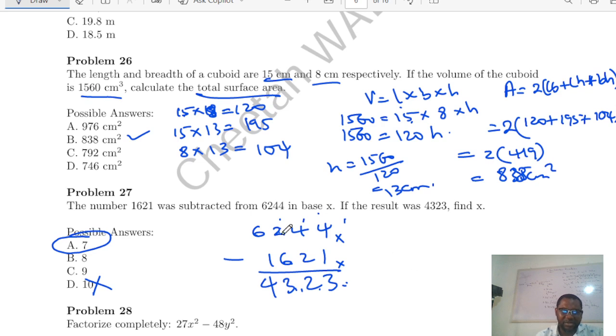Interesting. Because when you say 4 minus 1 is 3, 4 minus 2 is 2, 2 minus 6 is not possible. If you borrow 1, that one becomes base 7. That 7 makes here 9. 9 minus 6, 3. And so that is why we chose base 7 to be the answer.